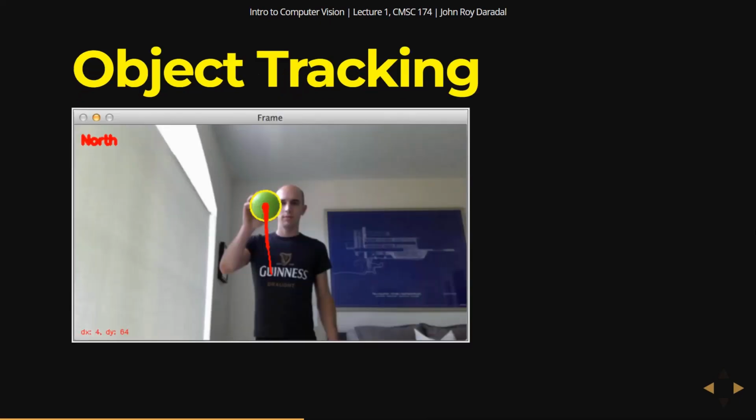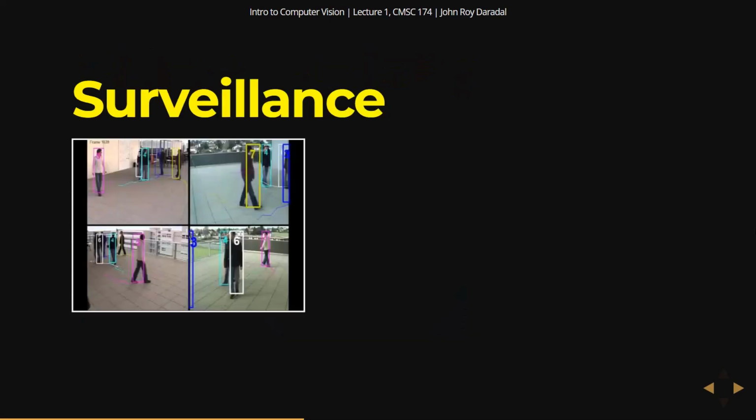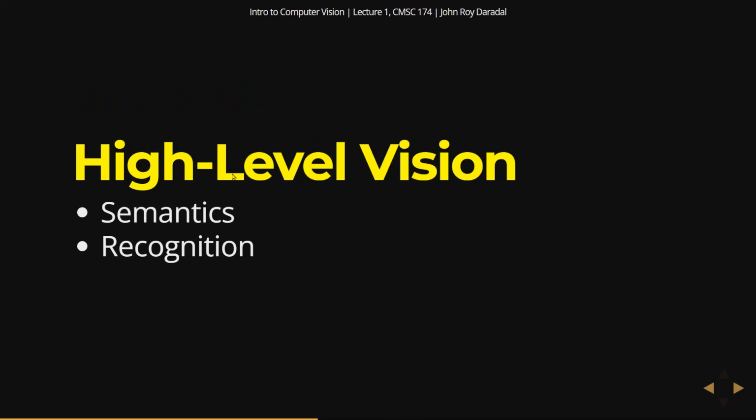Okay, other mid-level tasks include object tracking, so tracking the motion of the object. And then you can use this for surveillance. Okay, so you can track different people even if they are already moving. Okay, so yeah, that's mid-level vision.